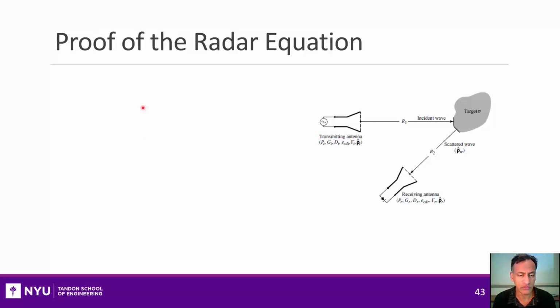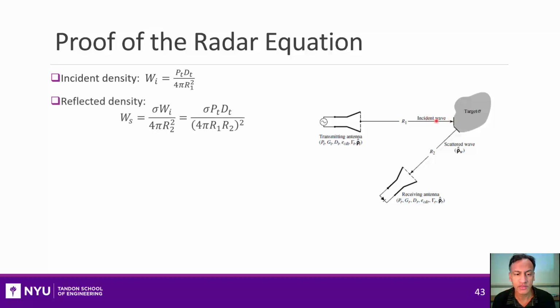Okay, let's just prove this. It's actually pretty straightforward based on these definitions. So let's look at the incident wave density coming into the target. We know that, if you had a uniform transmission, it will be the transmit power divided by the surface area of the sphere at this distance, and then it will be multiplied by that antenna directivity. We know from the definition of the radar cross-section that the reflected wave will just have the power density of sigma times the incident wave divided by that distance squared. So when you substitute that incident in here, we get this.